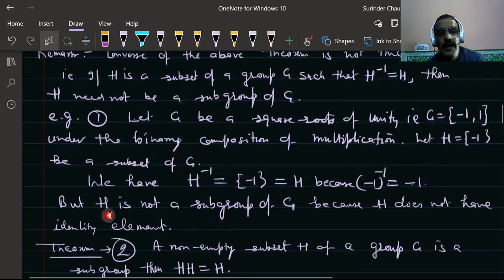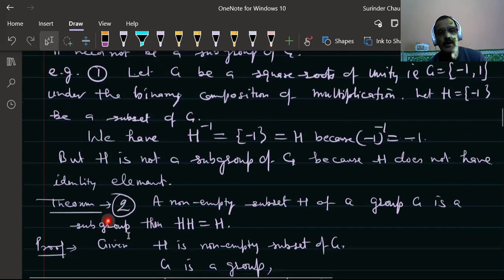But H is not a subgroup. Why? Because this H does not contain the identity. If one of the four conditions does not hold true, it implies the subset of the group G is not a subgroup. So the identity element does not exist, which implies H is not a subgroup.